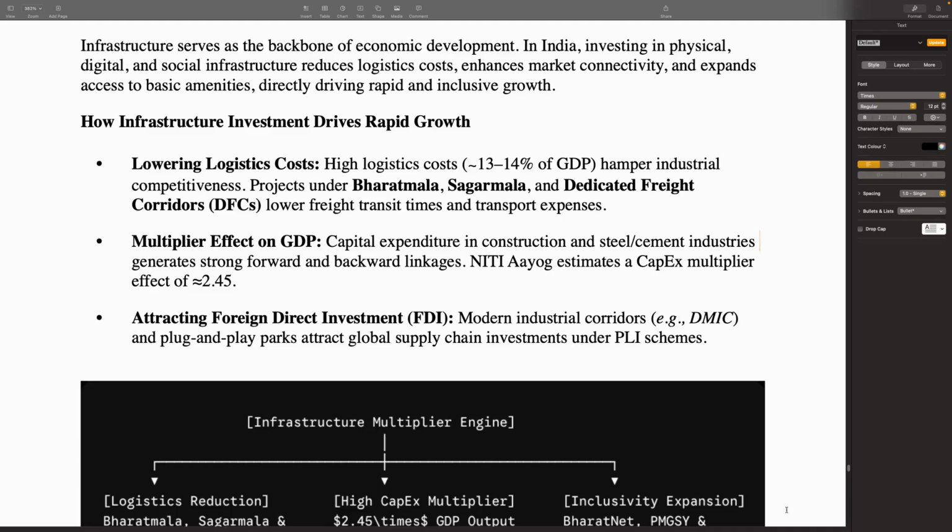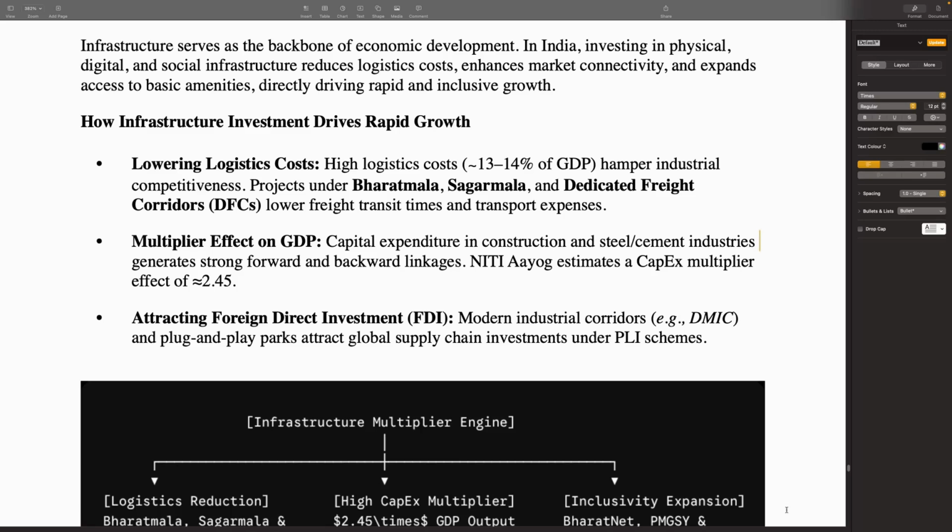How does infrastructure investment drive rapid growth? Lowering logistics cost. High logistic cost, 13 to 14% of GDP, hampers industrial competitiveness. Projects under Bharatmala, Sagarmala, and dedicated freight corridors (DFCs) lower freight transit times and transport expenses.